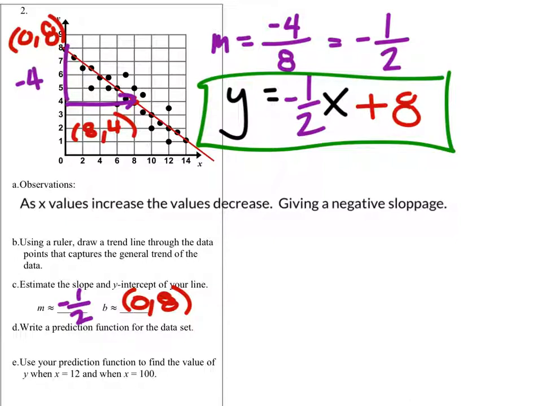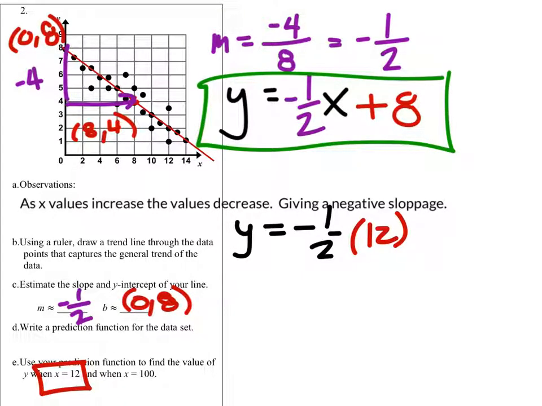Alright, so we got that prediction function, y equals negative 1/2 times x. But down here they told us that x is 12. And so I'm just going to replace the x with 12. And then of course we got that plus 8 for me. Again, yours could be a little bit different than what we have right here, and that's okay. It's not going to make any difference as long as you're pretty close.